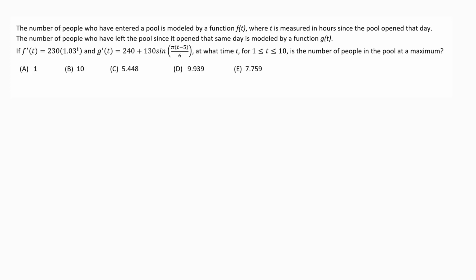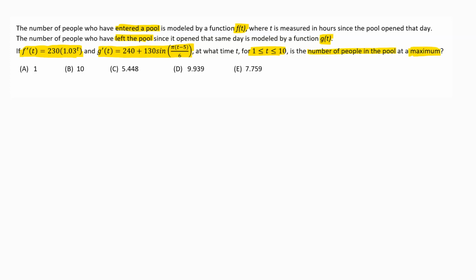So the first thing they tell us in this word problem is the number of people who have entered a pool is given by this function here. And then the number of people who have left that same pool is given by this function here, g of t. Then the additional info they give us is not about those original functions, but about their derivatives. So I know the derivative of my f equation, and I know the derivative of my g equation. And then they tell us a little interval here.